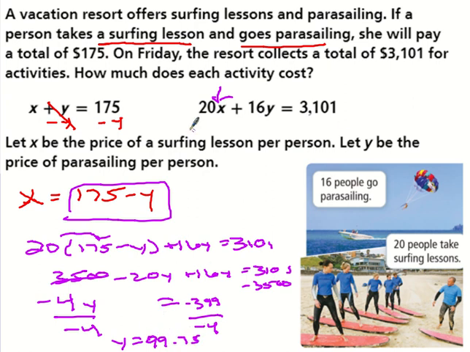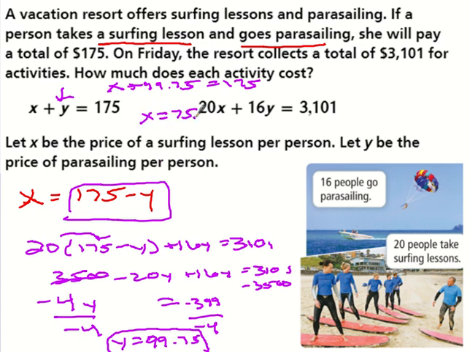So what we just figured out is that parasailing per person is $99.75. Now I can pick either one of my equations and plug in my parasailing cost to figure out the surfing cost. I would use this one because it looks like a lot easier math. So it's just going to be x plus 99.75 equals 175. So all I have to do is a quick subtraction. When I subtract 99.75, I get $75.25 for surfing lessons.